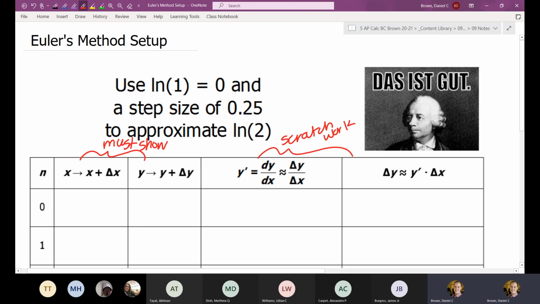The delta x is basically what you're going to be going up by your x's each time. And then your delta y, which we see in that last column, is what we're going to go up by on the y's each time.